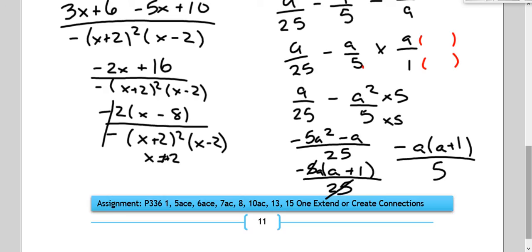Yeah, looks good. All right, if you have any questions, please let me know. Again, go back, practice your factoring, make sure you're comfortable with that, and take your time, go slow.